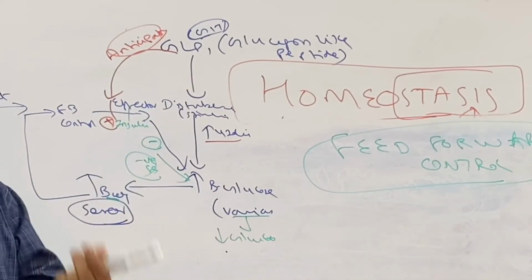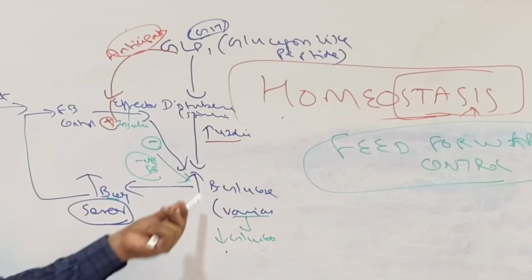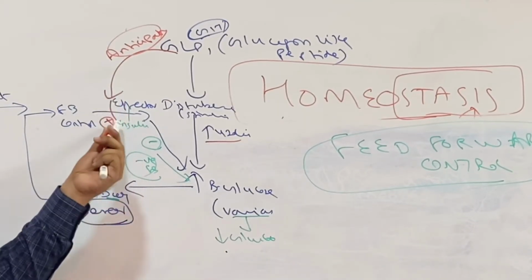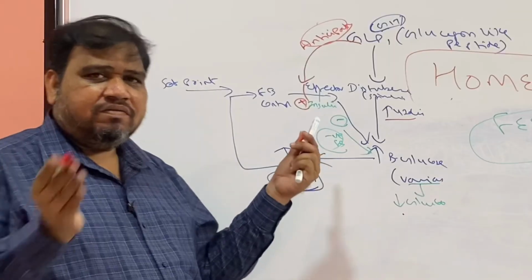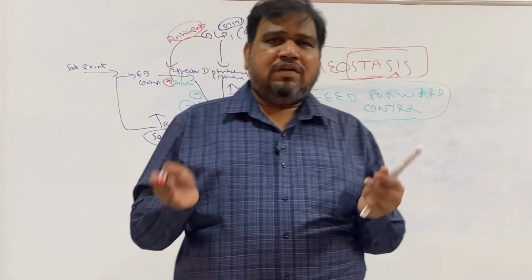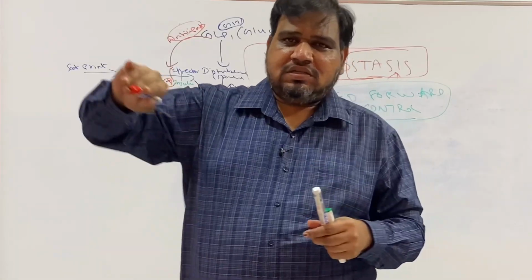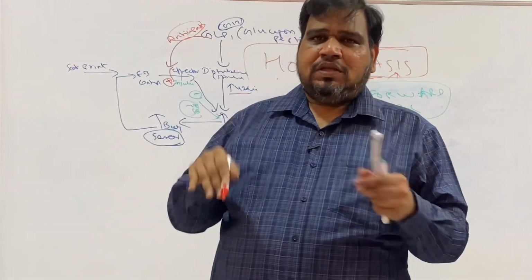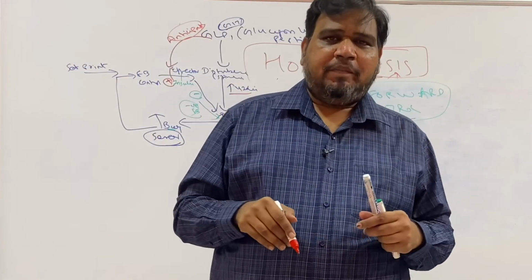So it is an anticipatory step. Even before the sensor starts working, this starts working. So that is the difference between feed forward control and negative feedback. Today I discussed feed forward, where it bypasses the sensor, the negative feedback loop, but the output is the same.